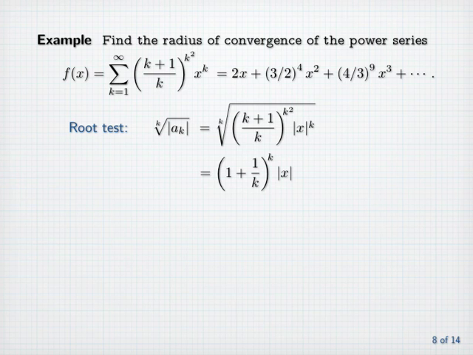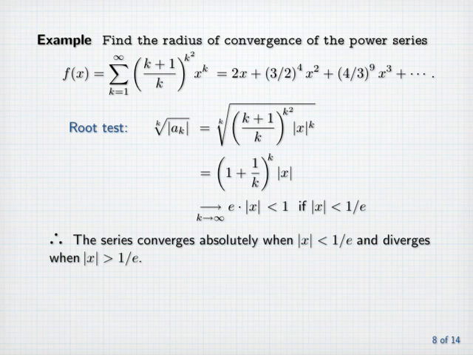And next we want to recall that as k goes to infinity, (1 plus 1 over k) to the kth power approaches the number e. So as k goes to infinity, the kth root of the absolute value of the kth term here approaches e times the absolute value of x. That's less than 1 if the absolute value of x is less than 1 over e. So the root test tells us that the series converges absolutely when the absolute value of x is less than 1 over e, and diverges when the absolute value of x is greater than 1 over e. So the radius of convergence is 1 over e.